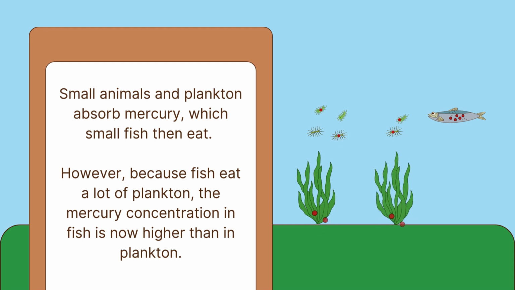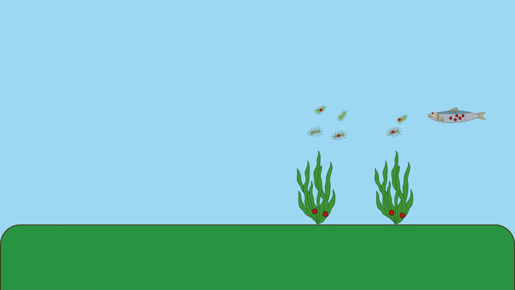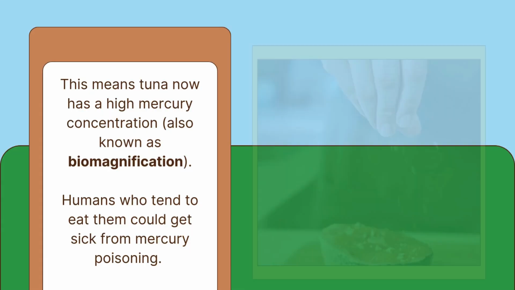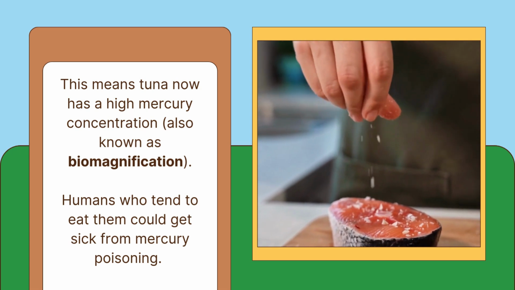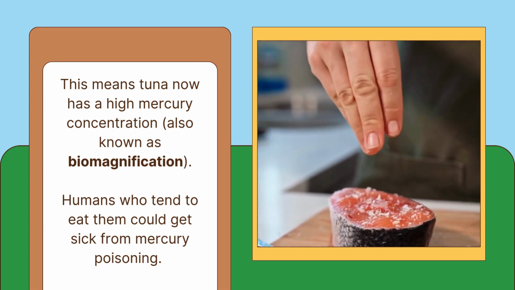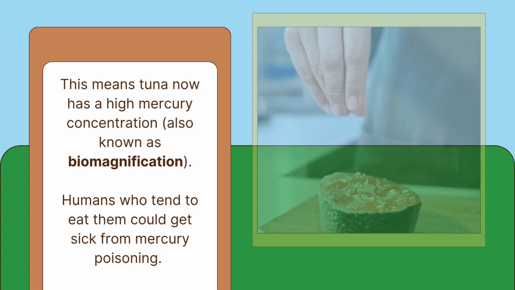However, because fish eat a lot of plankton, the mercury concentration in fish is now higher than in plankton. Larger fish feed on smaller fish. These larger fish are then consumed by even bigger ones, like tuna. This means tuna now has a high mercury concentration, also known as biomagnification. Humans who tend to eat them could get sick from mercury poisoning.